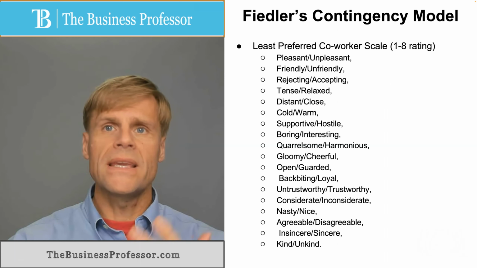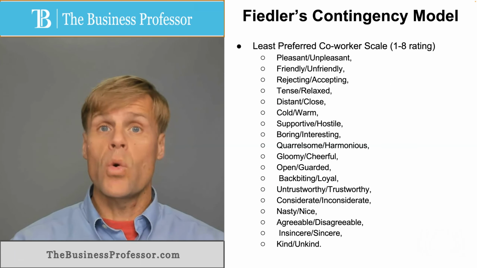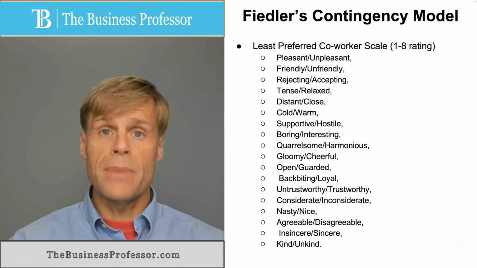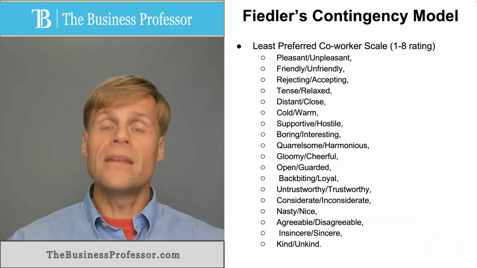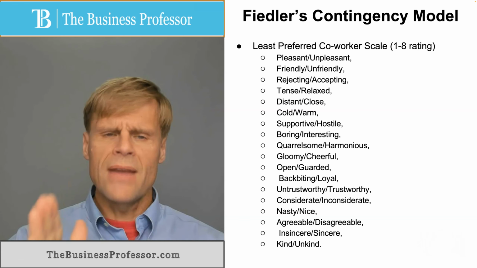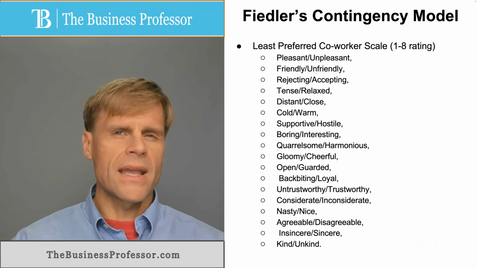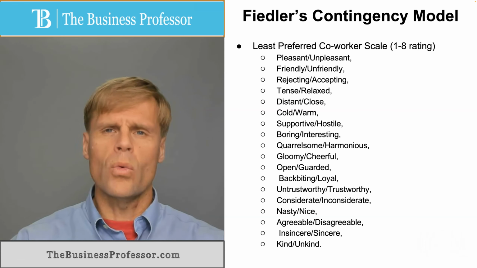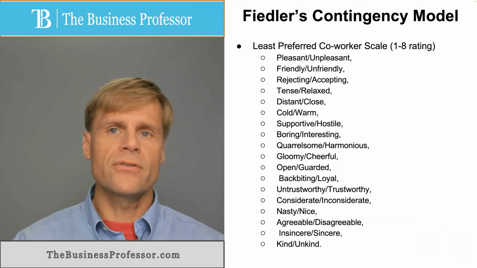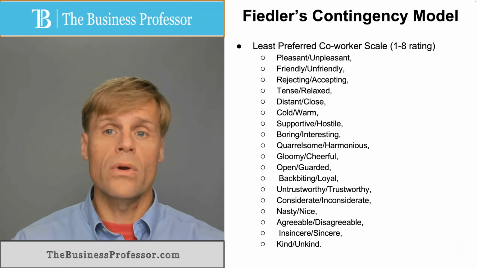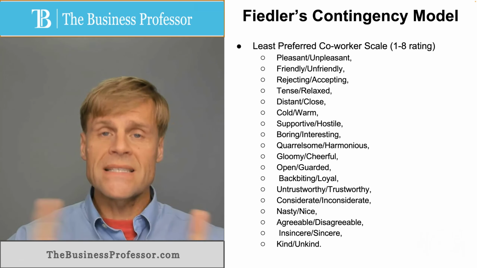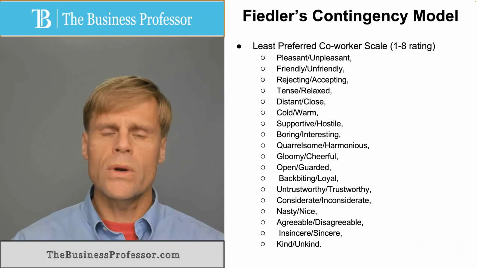Now, the model begins with asking questions or identifying responses based upon the individuals who are subordinate to the leader. That is, they rank what they prefer in a coworker, particularly a leader, on a 1 to 8 ranking. Things such as pleasant, unpleasant, friendly, unfriendly, distant, close, cold, warm, backbiting, loyal, untrustworthy, trustworthy, that type of thing. So it's a sliding scale of 1 to 8, and each one is assessed.